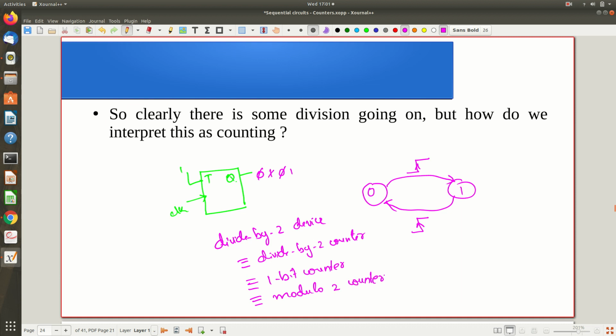Why is it a modulo 2 counter? Because it has 2 states. All these terminologies are the same, but you will get the clear picture when you see the generalization, because here it is counting only 2 states. You may be confused now, but after seeing counting from 0 to 3, 0 to 7, and so on, you will understand the concept in general.